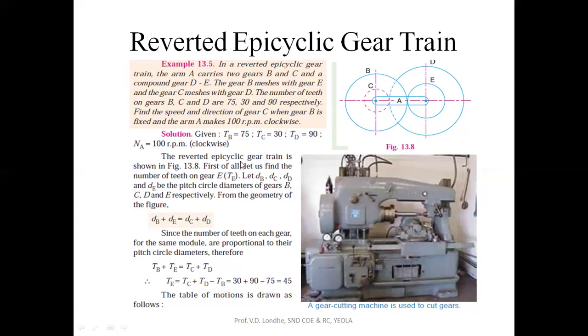Here, by using the rule that PCD is proportional to number of teeth, the diameter of B plus diameter of E is equal to the diameter of wheel D plus the diameter of wheel C. From this relation you get the number of teeth on E equal to 45. D and E will have the same sense of rotation because they are attached on the same shaft, while B and C, both shafts are co-linear, meaning they are inline and not attached to each other. Now we will see the table formulation.